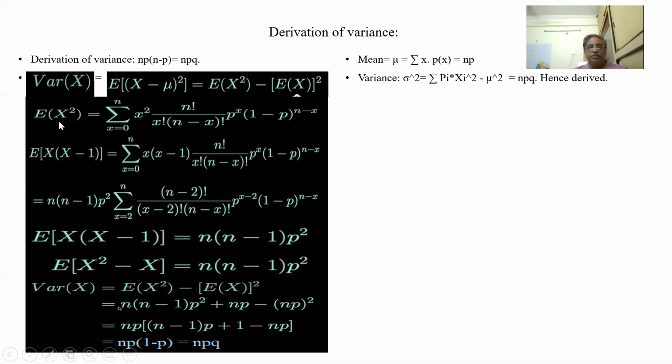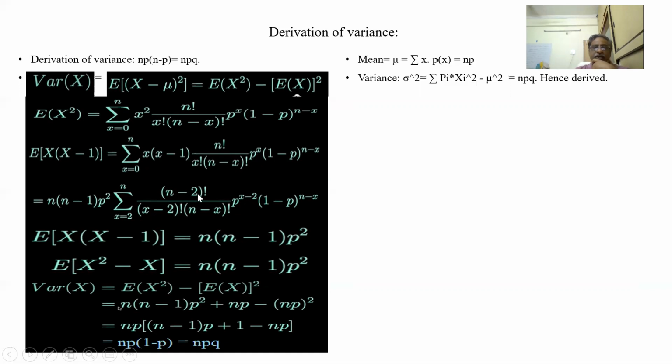So E of x square is x square into this. I am calculating E of x square minus x, out of which E of x I know from here. So I'll find out E of x square. When I put this, I'm multiplying x into x minus 1 into n factorial nCx, p to the power of x, q to the power of n minus x. Here these two get cancelled. This will become x minus 2 factorial. Here I have taken n into n minus 1 out, and I have taken p square out.